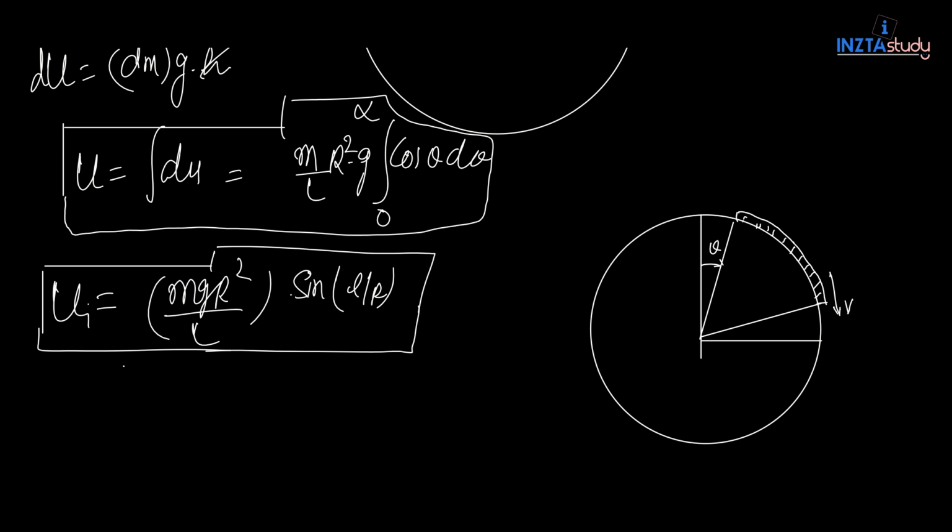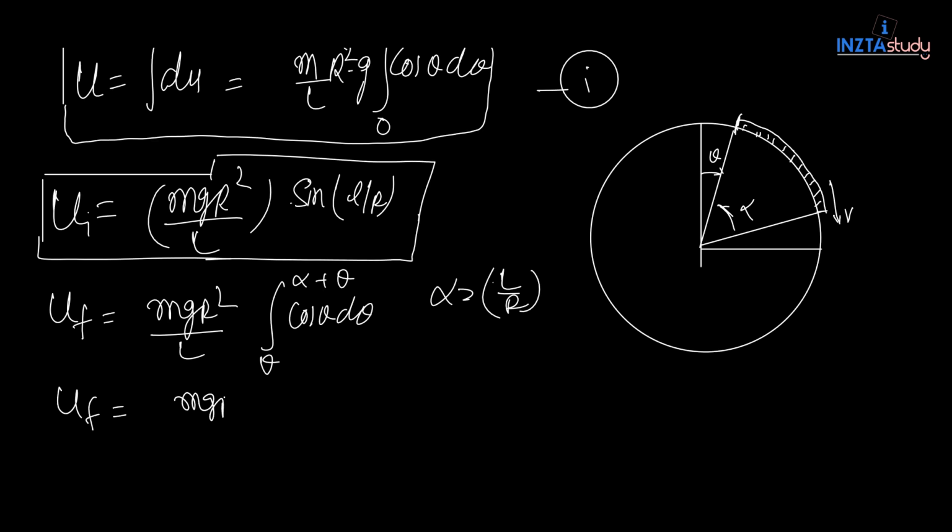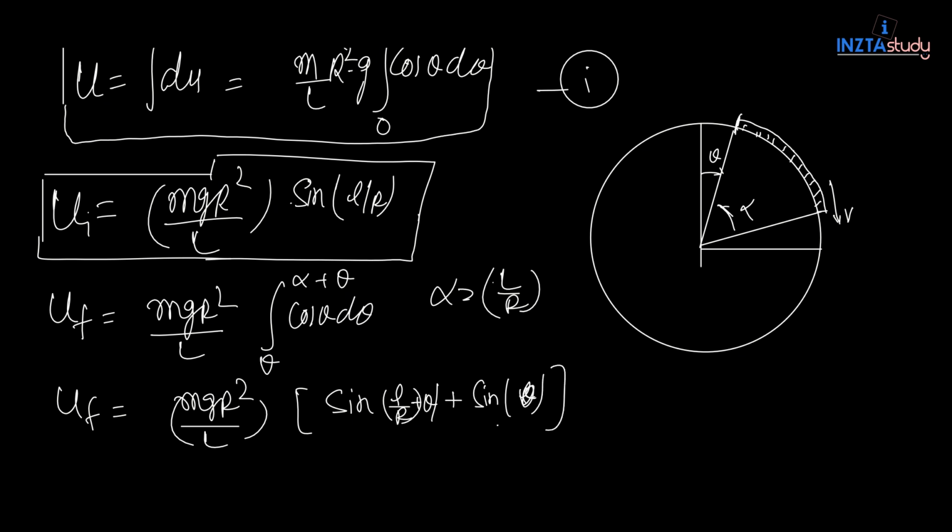So this was the initial potential energy, and the final potential energy will be, just substitute the value of theta from equation 1. I am writing mg r square by L, integration of cos theta d theta, and this theta is varying from this angle theta, and this angle is alpha, so this is alpha plus theta, where alpha is equal to L by R. So the final potential energy is going to be mg r square by L, sine L by R plus L by R plus theta into sine theta. So this is the final potential energy.